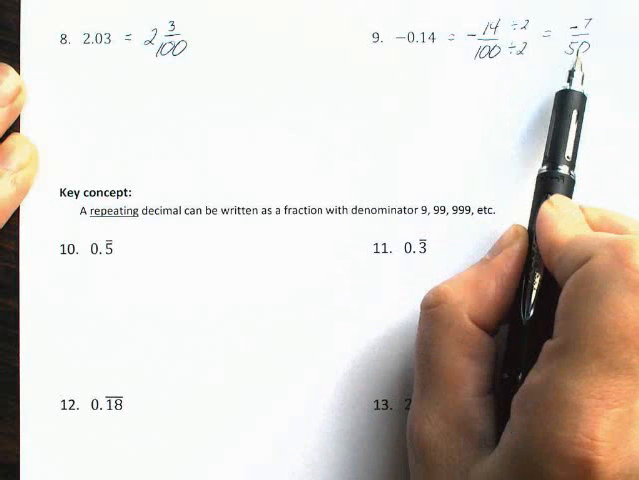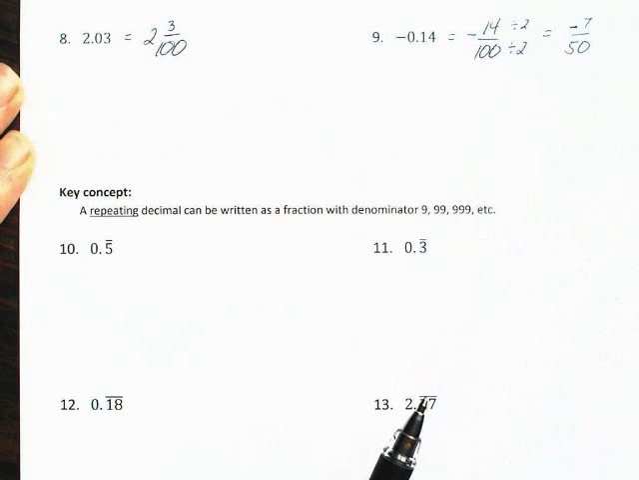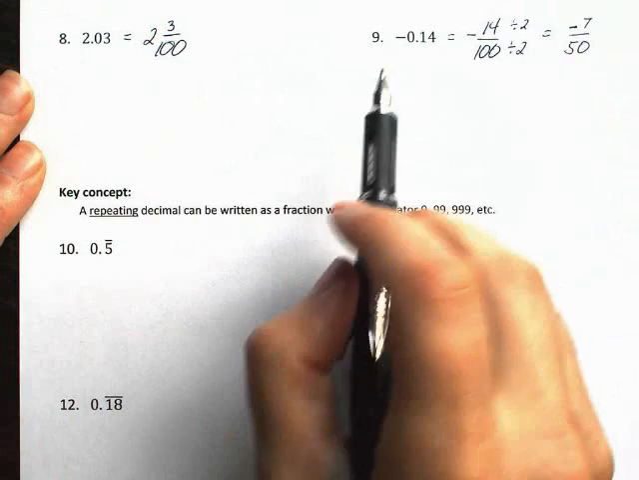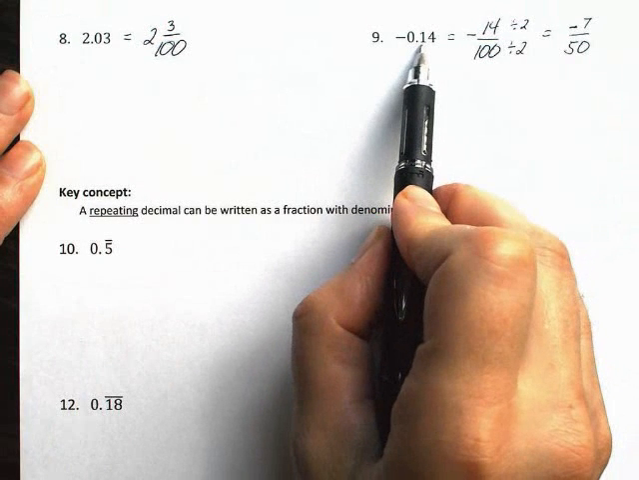Put the negative at the beginning. I don't want to lose the negative along the way and suddenly get a positive fraction for a number that was negative to begin with.